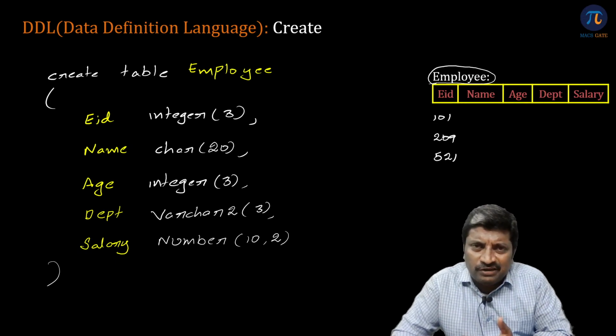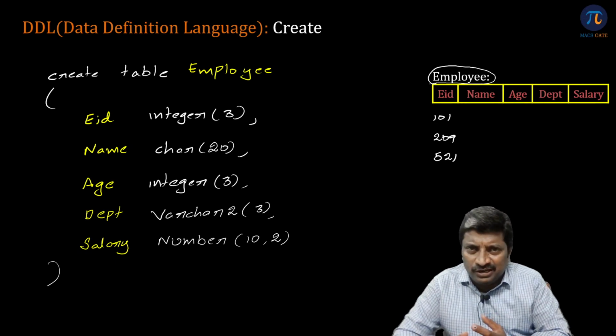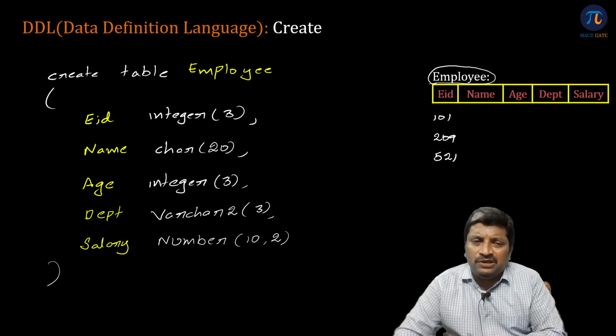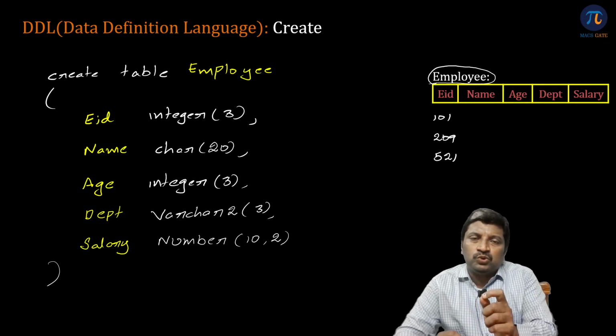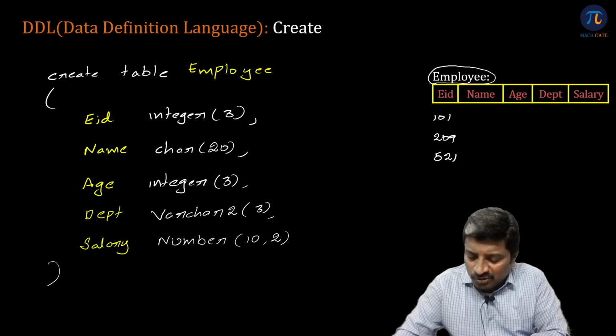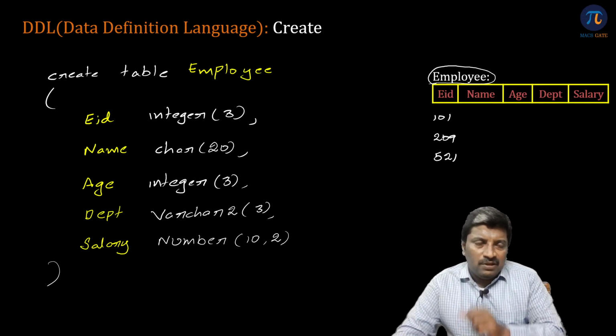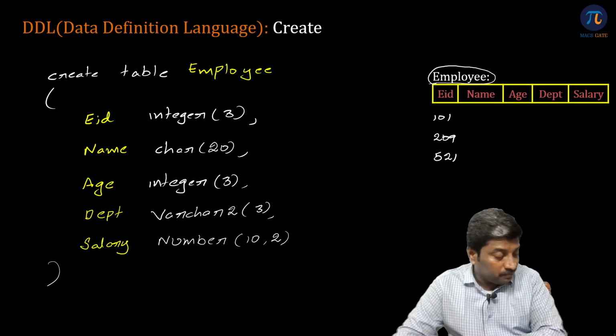So this is the way we need to create the table. First, we need to decide what is the table name or relation name. Then what are the attributes and what are the domains. Depending on the domains, we need to choose the appropriate keyword to specify it. So that is about the creation of the table. Hope you understood it.